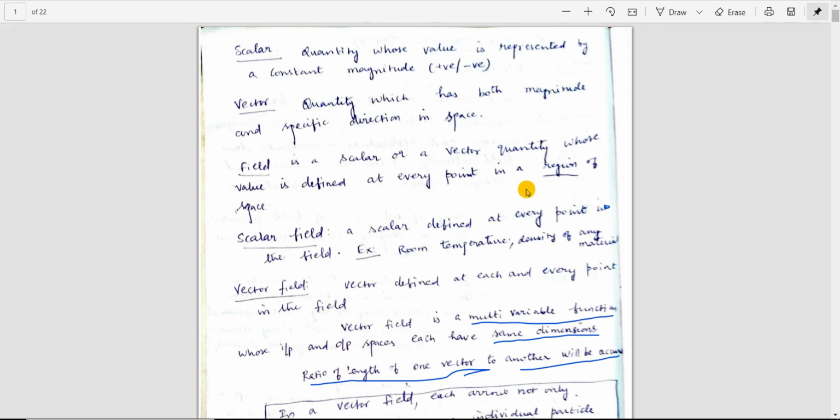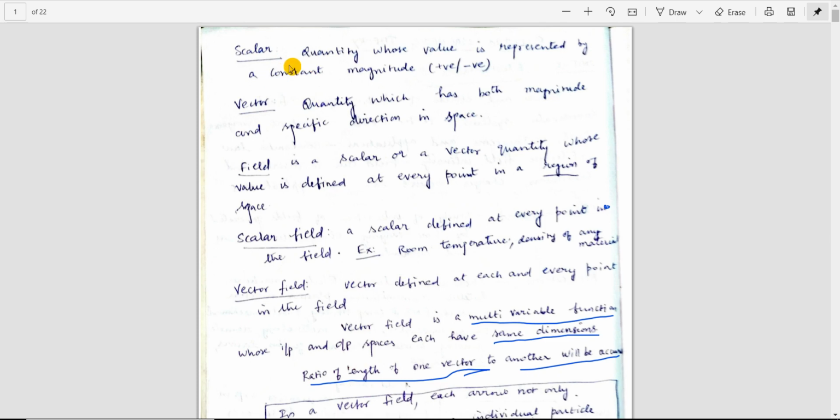So this is the part 2 video for the first unit. In this video we are going to see about vector calculus. Here we are having some definitions.